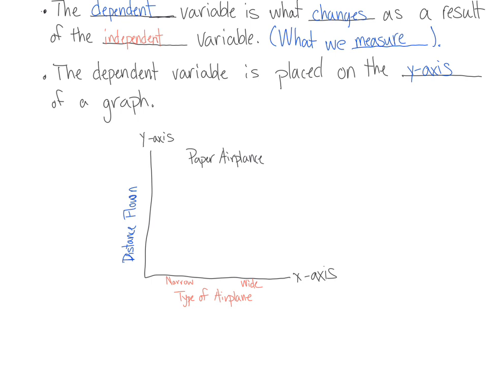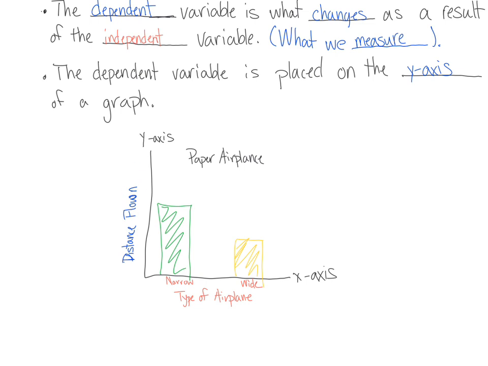I'm just going to make up a couple of data points here. We'll say that the narrow airplane flew further, right, a taller bar than the wide airplane. So that's how you would graph this. The independent variable goes on the x-axis, the type of airplane in this case, and the dependent variable goes on the y-axis, the distance flown.